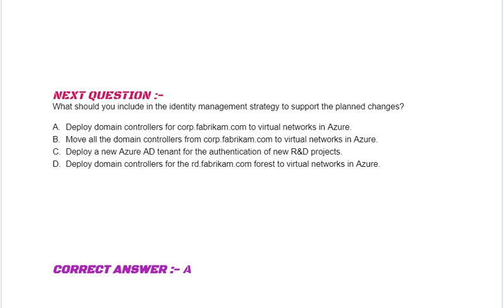Question is, what should you include in the identity management strategy to support the planned changes? Option A. Deploy domain controllers for corp.fabricam.com to virtual networks in Azure. Option B. Move all the domain controllers from the corp.fabricam.com to virtual networks in Azure. Option C. Deploy a new Azure AD tenant for the authentication of new R&D projects. Option D. Deploy a domain controller for the rd.fabricam.com forest to virtual networks in Azure. Correct answer is option A.